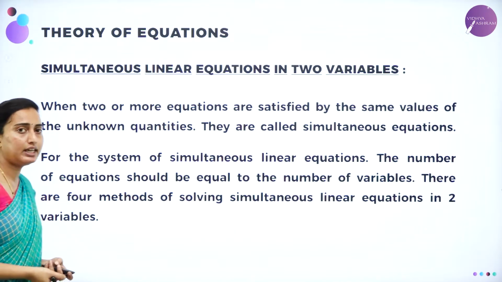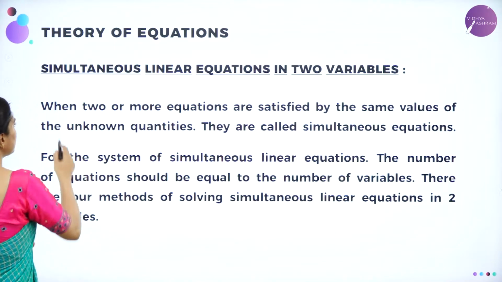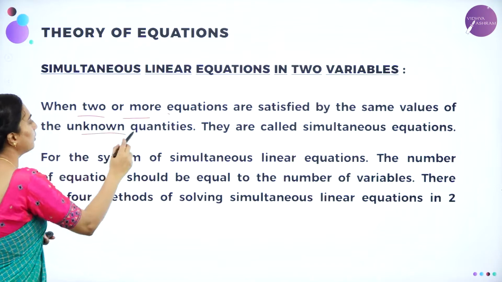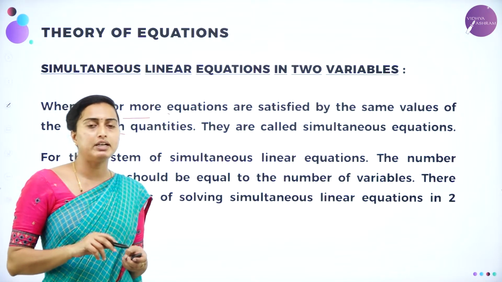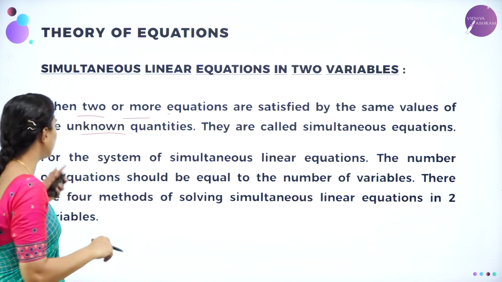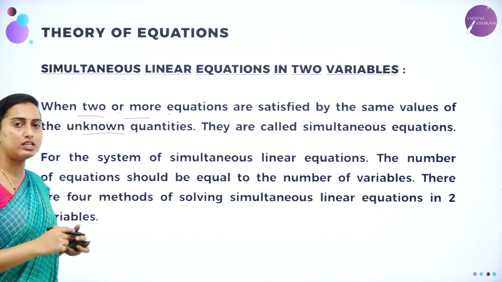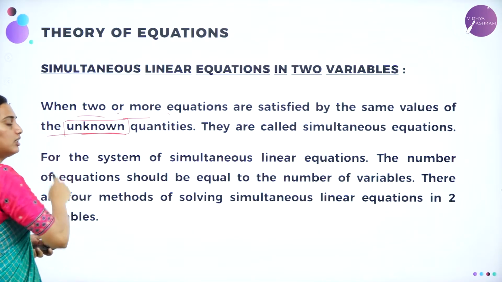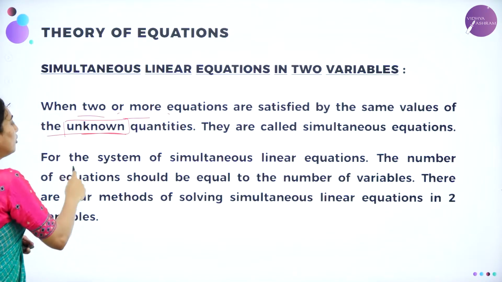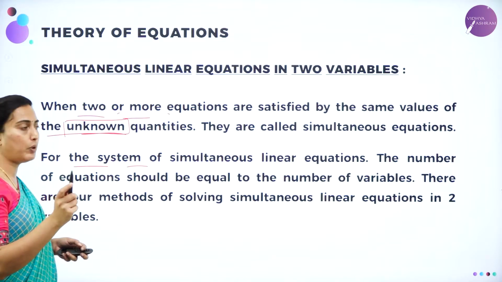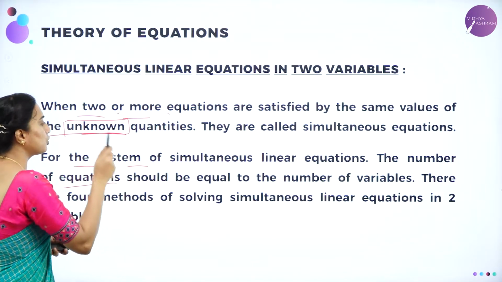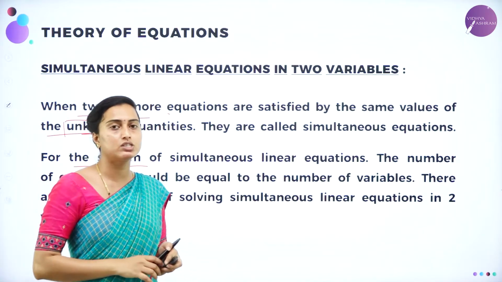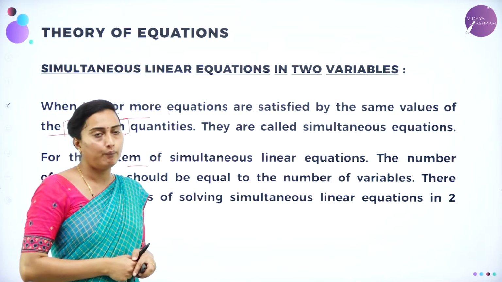Now, simultaneous linear equations in two variables: when two or more equations are satisfied by the same values of the unknown quantities, they are called simultaneous equations. Are you getting? What is that? When two or more equations are satisfied by the same values of the unknown quantities, that is called a simultaneous equation. For the system of simultaneous linear equations, the number of equations should be equal to the number of variables. The number of equations must be equal to the number of variables.